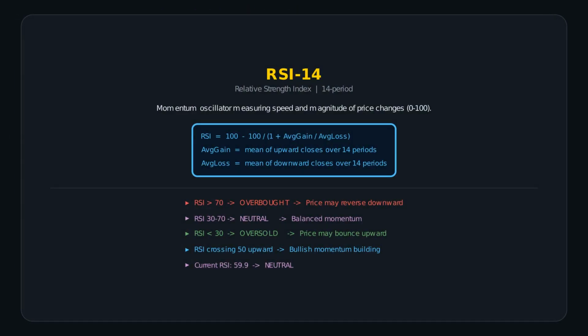Now the RSI, or Relative Strength Index. RSI measures momentum by comparing recent gains to recent losses over 14 periods. It oscillates between 0 and 100. Above 70, the stock is overbought. It has risen too fast. A correction may come. Below 30, the stock is oversold. It has fallen too fast. A bounce may come. Between 30 and 70, neutral. The market is balanced. When RSI crosses the 50 level upward, it signals strengthening bullish momentum.